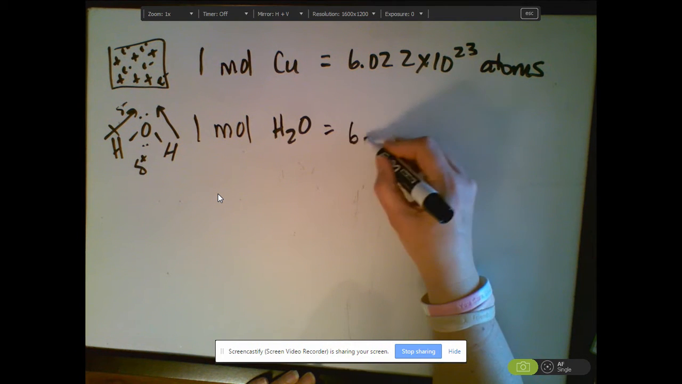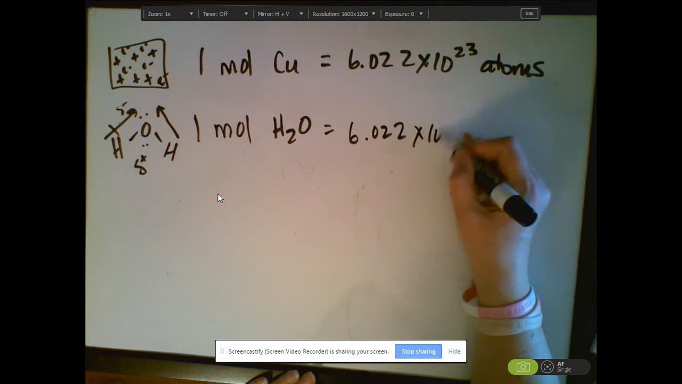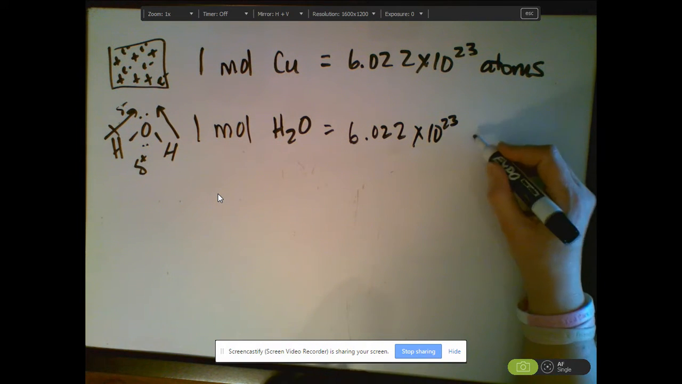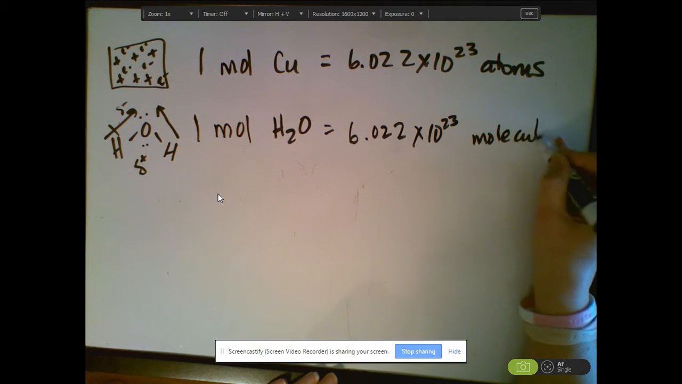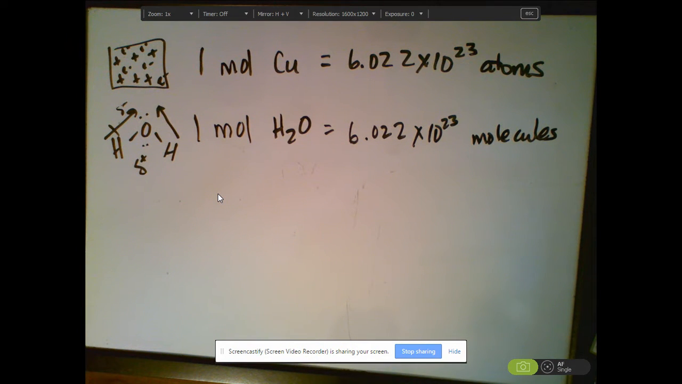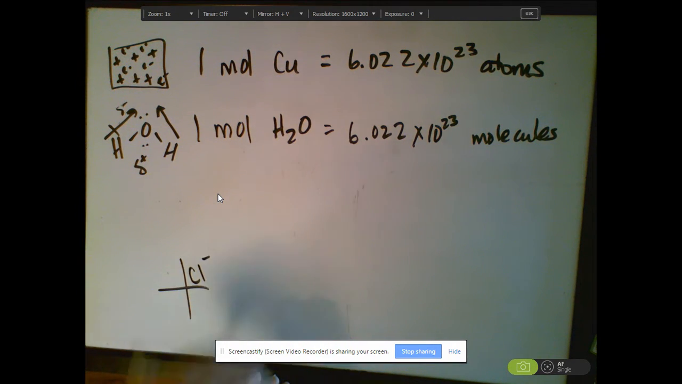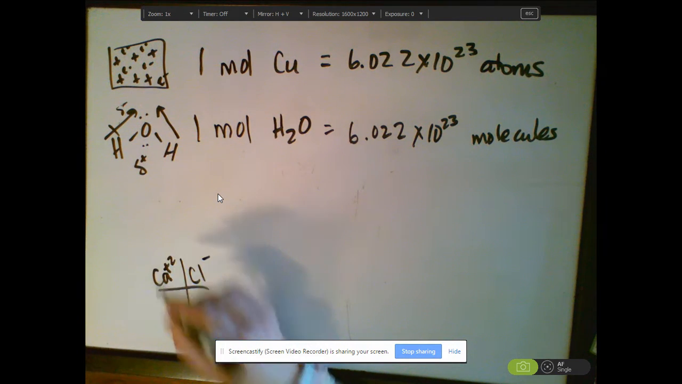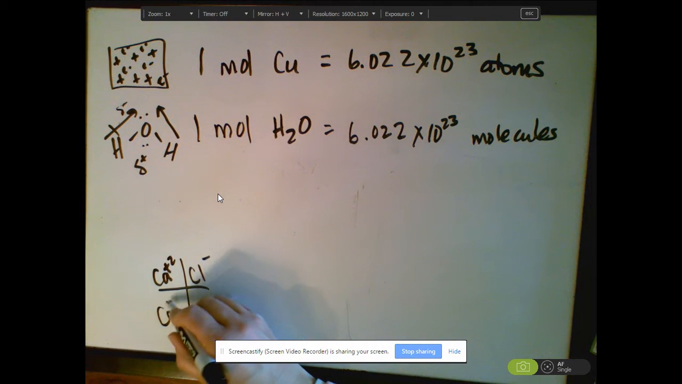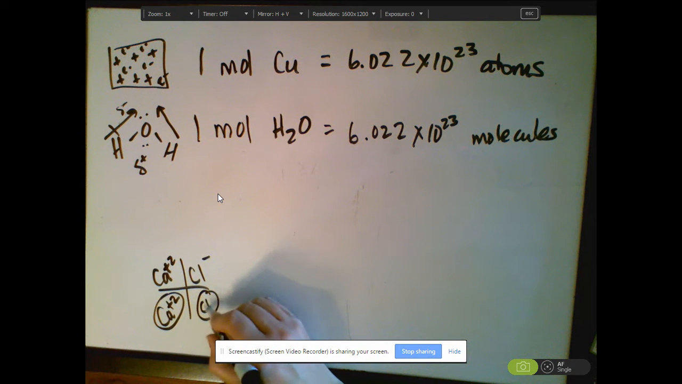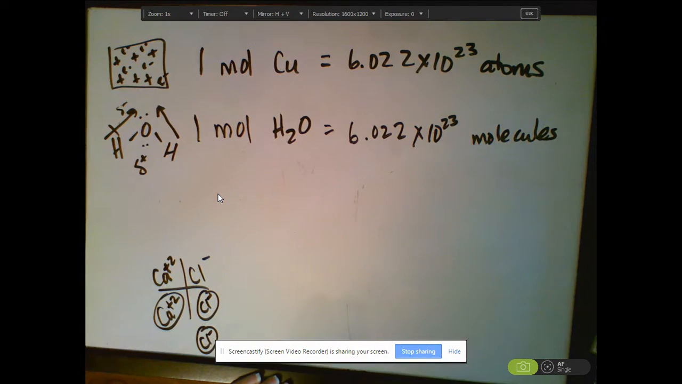Well, a mole of water, notice the similarity, is 6.022 times 10 to the 23rd molecules in a mole of a covalent compound. Well, there were some other compounds we learned about, and we put these chemical formulas together, doing T-charts. Say, for example, calcium chloride. Well, chloride is the anion, and chloride has a -1 charge. Calcium has that +2 charge.